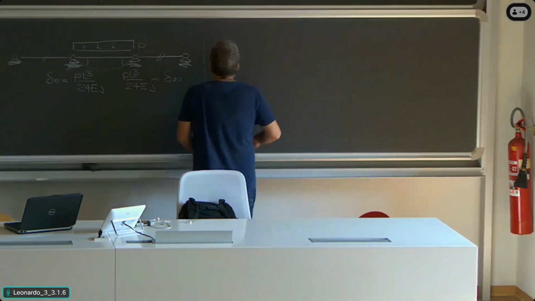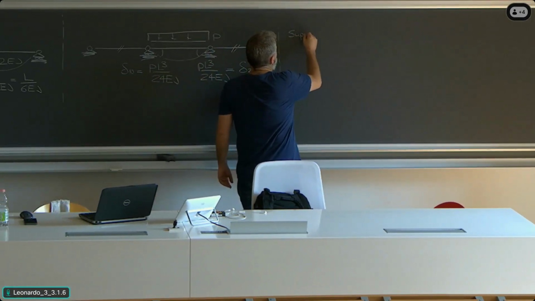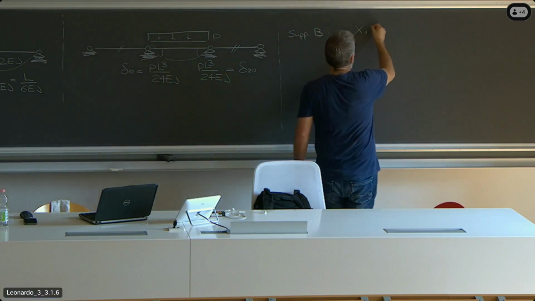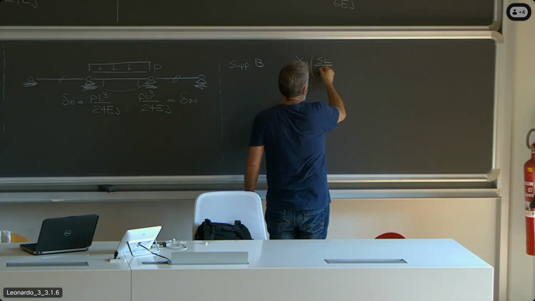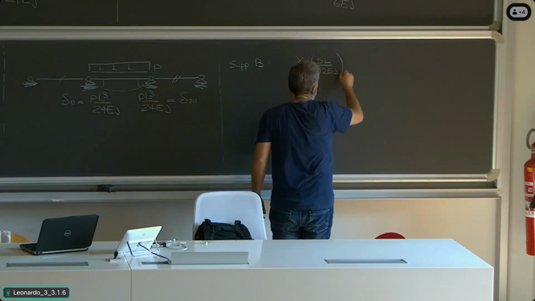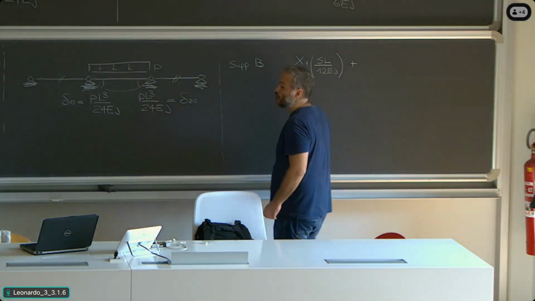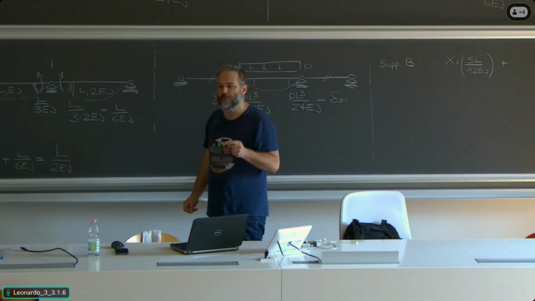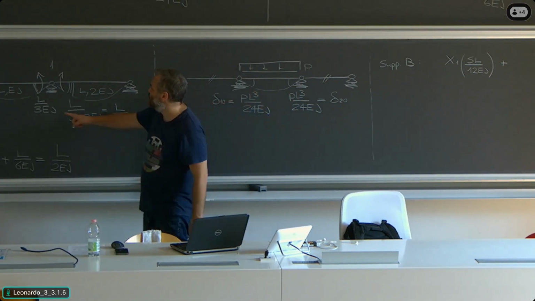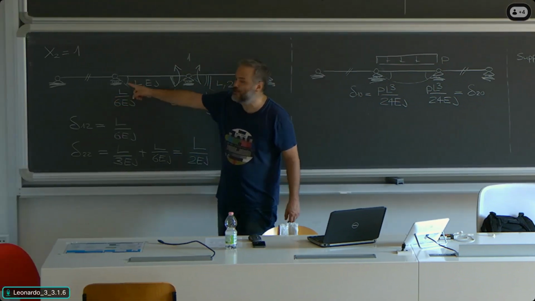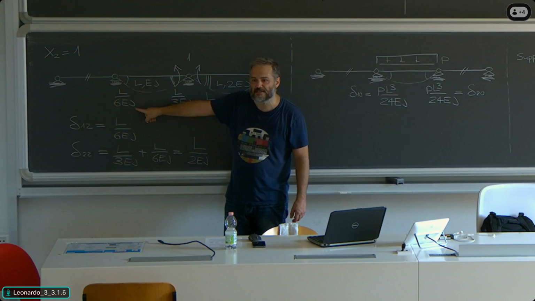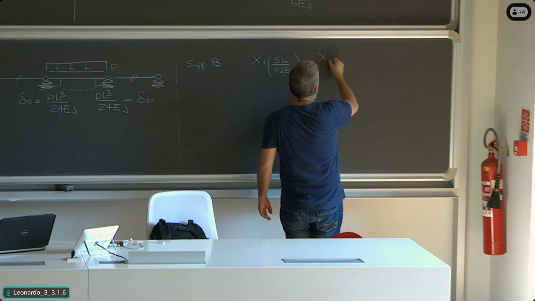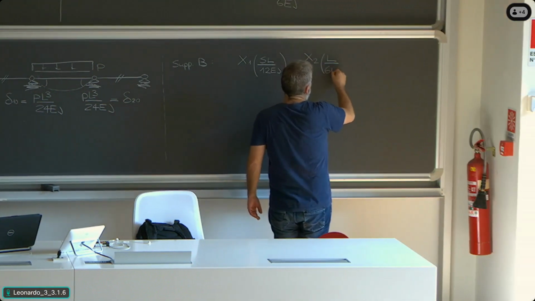So, we're looking at support B. There is a first contribution to the relative rotation, which is x1 times 5L divided by 12 EJ, plus what is the relative rotation caused at point B by moment x2? You can see it here. It's just the rotation to the right. It's L divided by 6 EJ. So I'm going to write here x2 multiplied by L over 6 EJ.